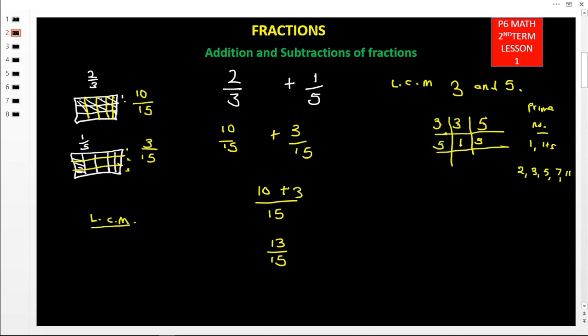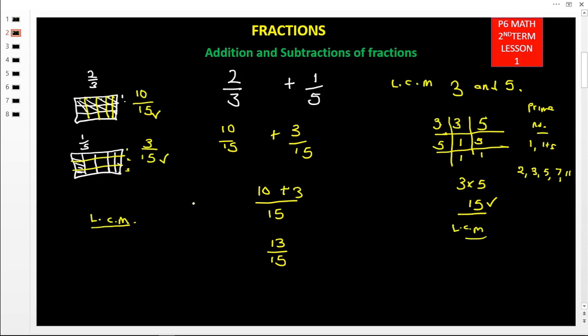How many 5's are in 1? We don't have any, so we remain with our 1. How many 5's are in 5? We have one group. So after this, we multiply the factors, 3 times 5, which gives us 15. So this 15 is the same as this 15, which is acting as the new denominator, the equal denominators. This is what we call the LCM method.